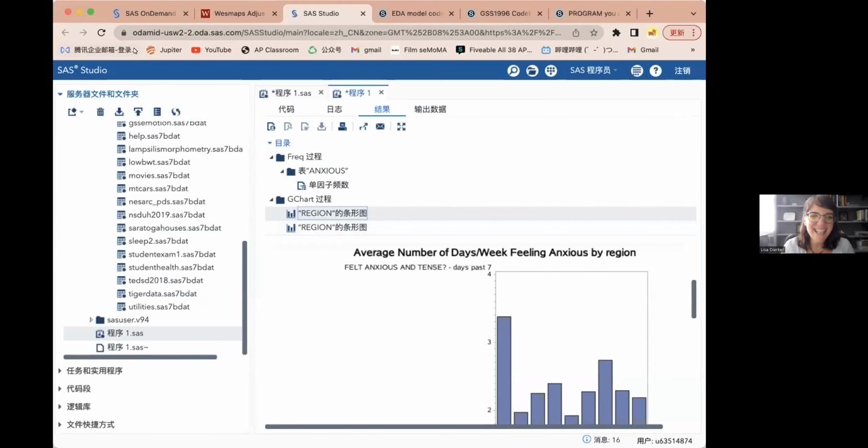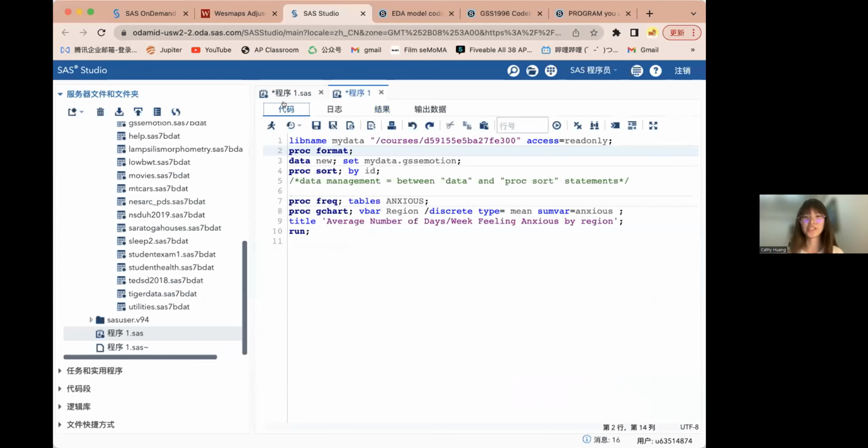Can you see the screen? I cannot at the moment. Oh, I forgot to share. There we go. Okay, now I can see it. Perfect.